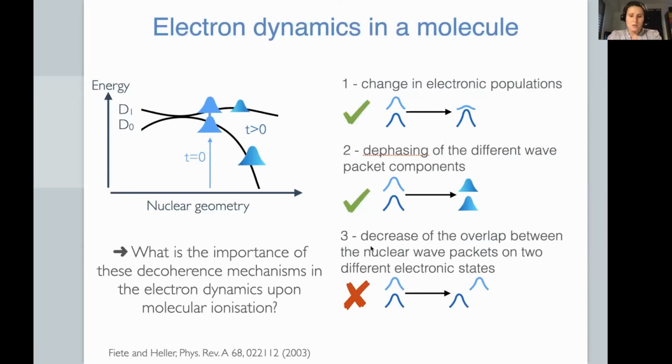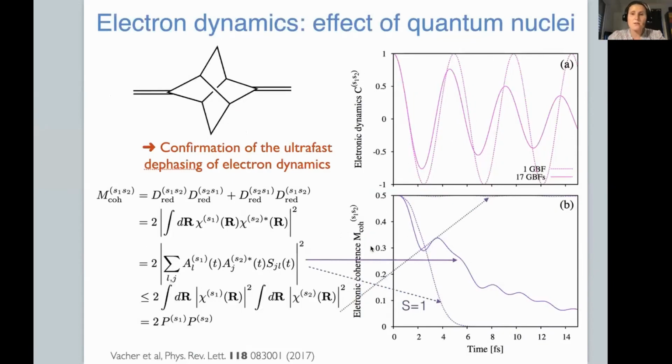So we decided to run some more expensive, but more accurate simulations using the DD-vMCG method, where we treat quantum mechanically all electrons and nuclei. I don't have time to go into the details, but what I can say is that our fully quantum simulations have confirmed the ultra-fast dephasing of electron dynamics on the same time scale as we predicted with the semi-classical, quantum-classical method, and also confirmed that the dephasing mechanism plays an important role in the decoherence.